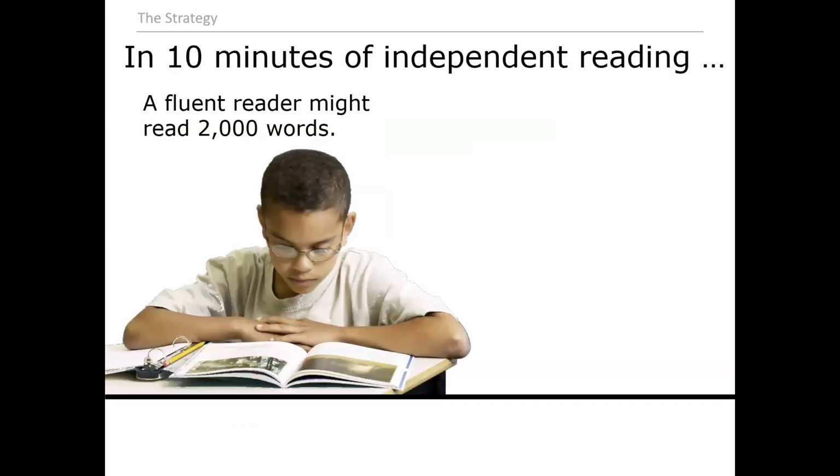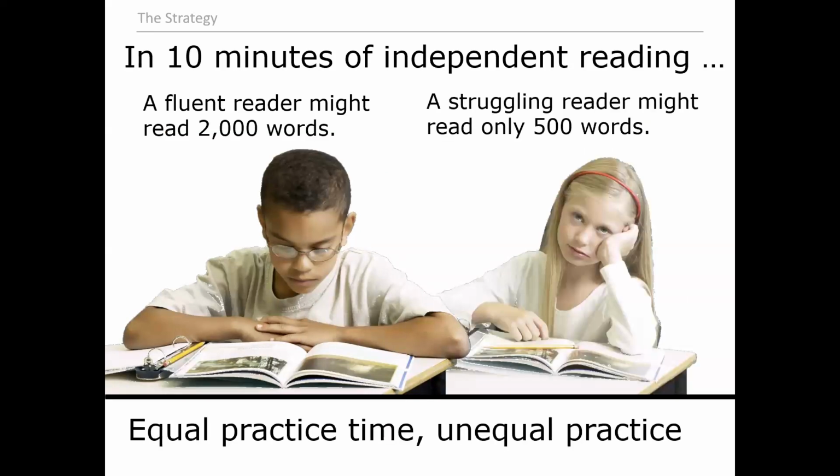The reason for this is we all know what happens during independent reading time, right? Your fluent readers, they're just flying. They're doing 2,000 words in that 10 minutes that you give them to read, where the struggling reader might be coming in with only 500 words that day. So that equal practice time is not equal practice because by the end of the year, think how many more words your fluent reader is getting exposed to and reading compared to your struggling reader.